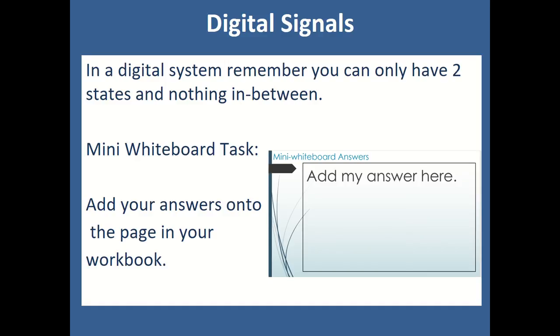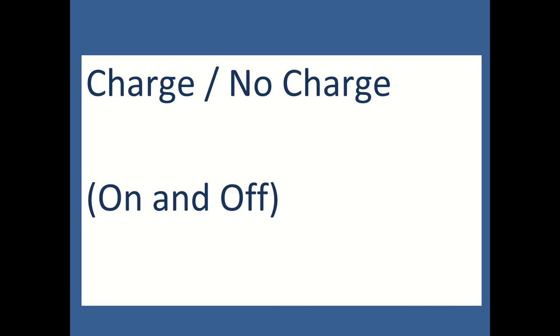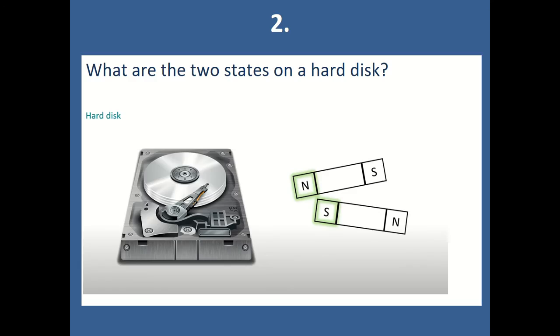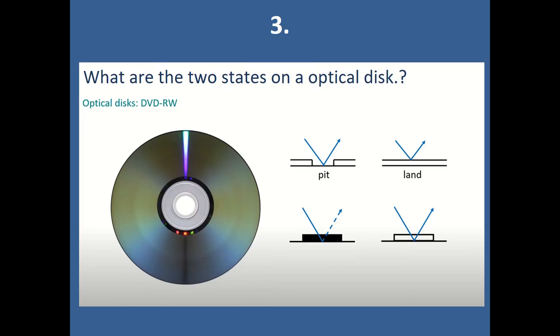We're now going to think about digital signals. In a digital system, remember, you can only have 2 states, and there's nothing in between that. You've got a mini whiteboard in your workbooks. Please put your answers onto this page for the following items. What are the 2 states in RAM? You should have got no charge or charge, an on or an off. What are the 2 states on a hard disk? Well, you should have got north or south, or on or off.